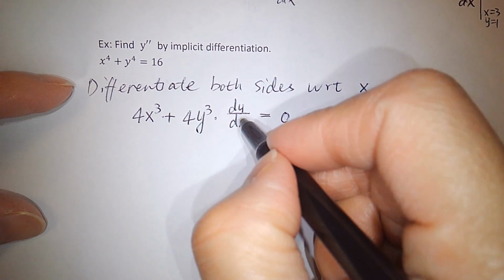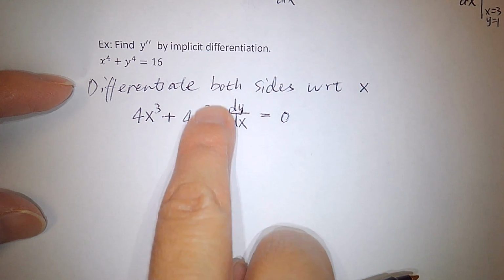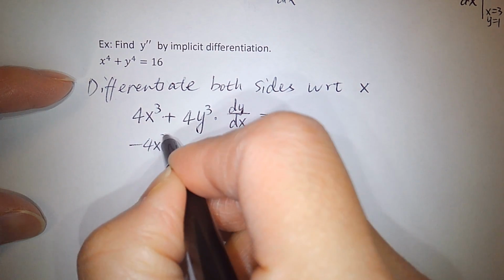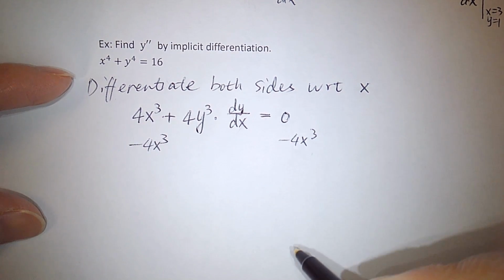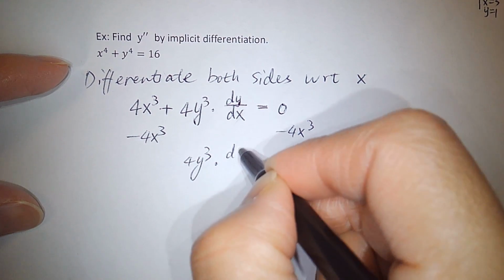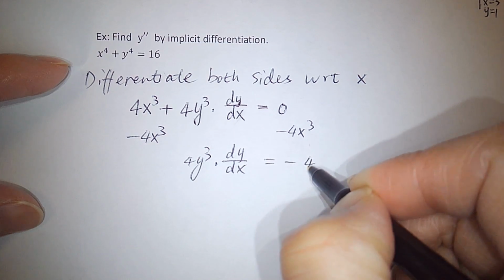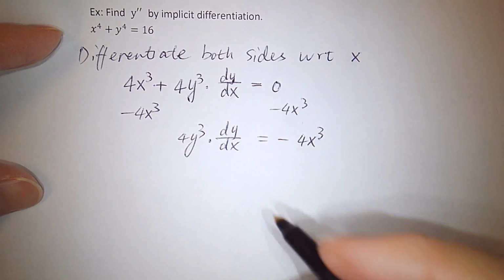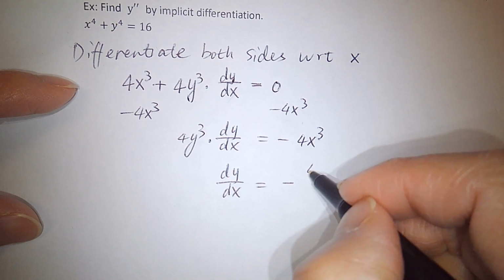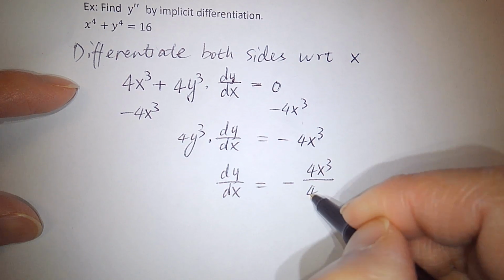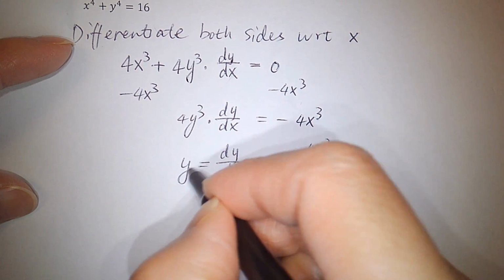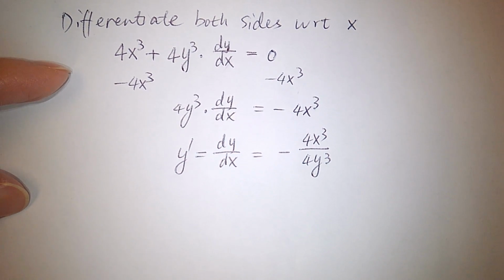You guys, do you see that? Alright, so 4y cubed times dy over dx, or y prime. How? Subtract 4x cubed from both sides. That gives us 4y cubed times dy over dx equals negative 4x to the cube. So dy over dx equals negative what? 4x to the cube divided by what? 4y to the cube, right? And this dy over dx, we know it equals y prime, okay?